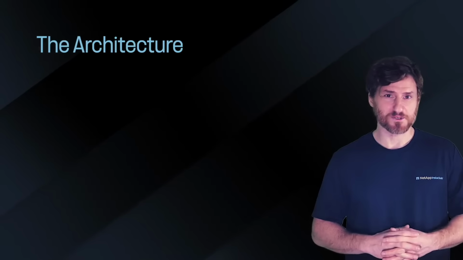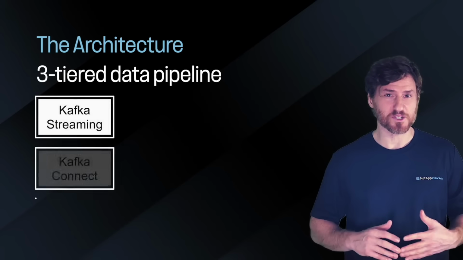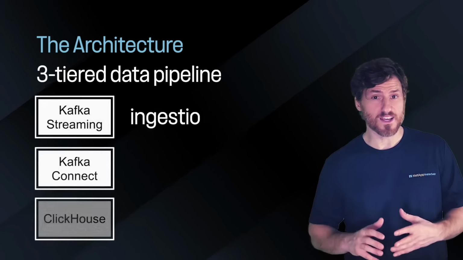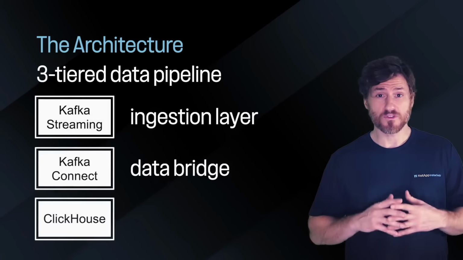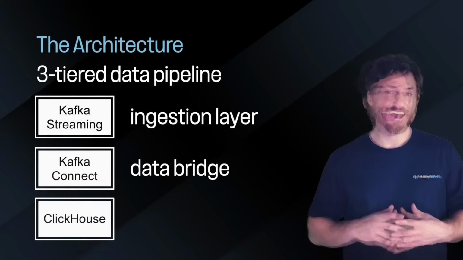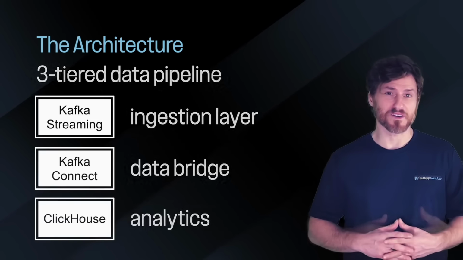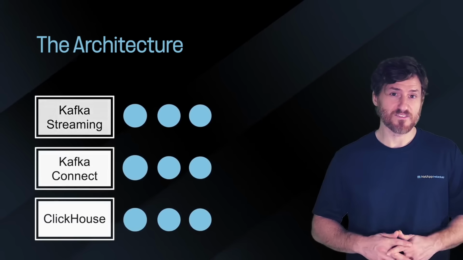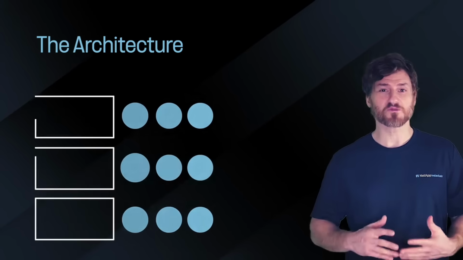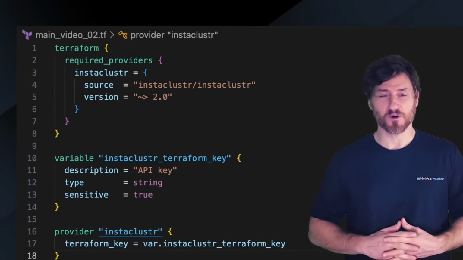First, the architecture. Here's what we're building: a 3-tiered data pipeline architecture where Kafka handles our streaming data at the ingestion layer, Kafka Connect acts as our data bridge with no custom ETL code needed, and ClickHouse serves as our analytics powerhouse for real-time queries. Each component runs on 3 nodes for high availability, giving us 9 nodes total across 3 separate VPCs, all orchestrated by a single Terraform file.